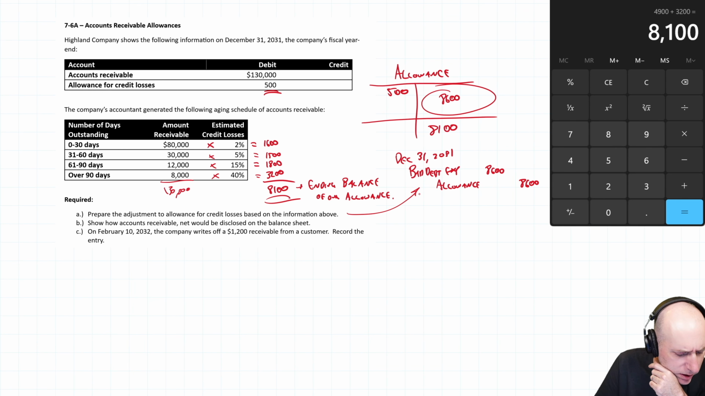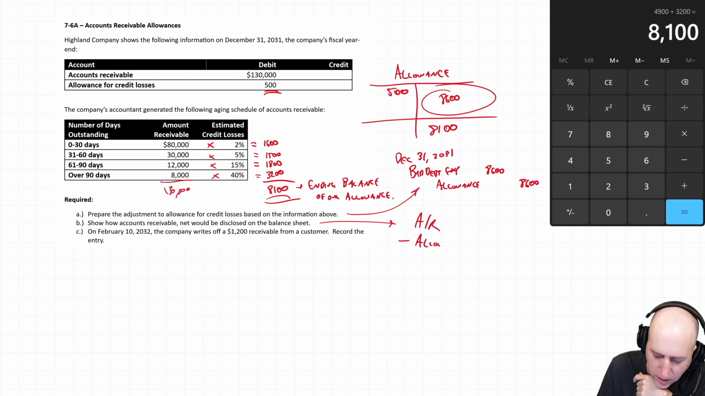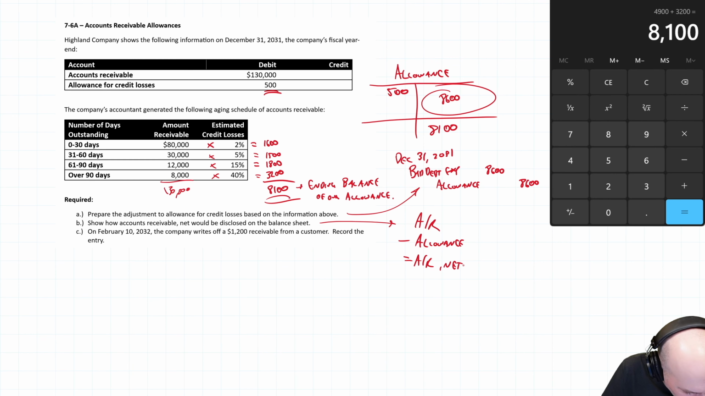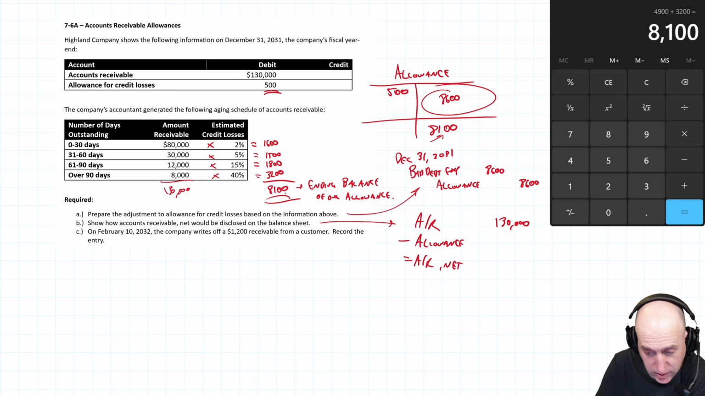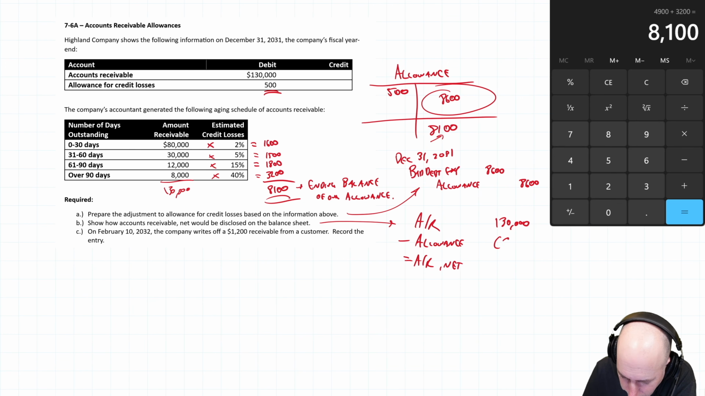Part B says, show how accounts receivable net is going to be disclosed on the balance sheet. Well, AR minus the allowance equals AR net, and I'll explain the pieces in a moment. AR is $130,000. The allowance, this is the most commonly confused step. Students put 8,600 because we've just credited the allowance by 8,600. No, the allowance is 8,100. It's the ending balance of the allowance.